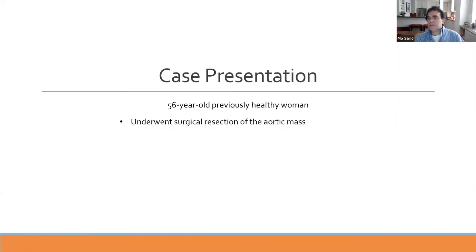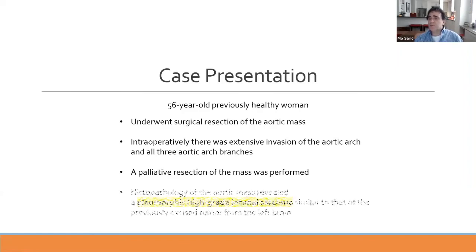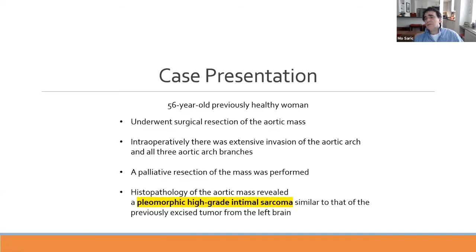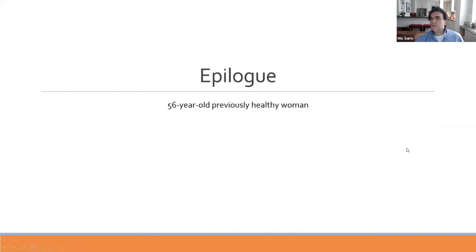So she underwent surgical resection of the aortic mass. Intraoperatively, there was extensive invasion of the aortic arch and all 3 aortic arch branches, and palliative resection of the mass was performed. Histopathology of that mass showed pleomorphic high-grade intimal sarcoma, similar to that seen from the brain. So the brain lesion was the metastasis from the aorta. And this is her histology, high-grade sarcoma. It's really a very malignant tumor.